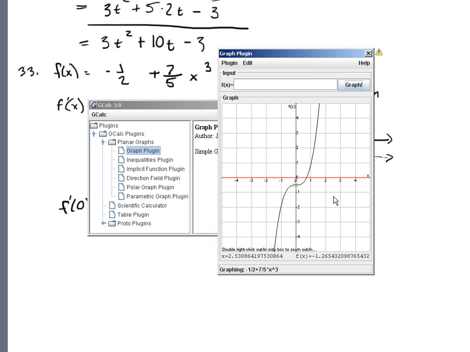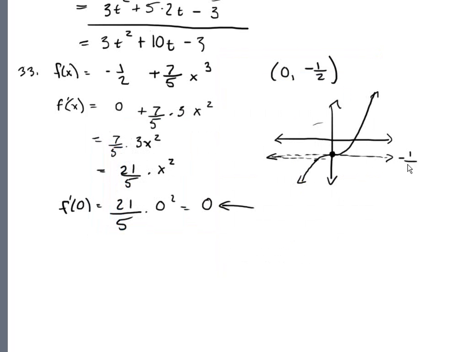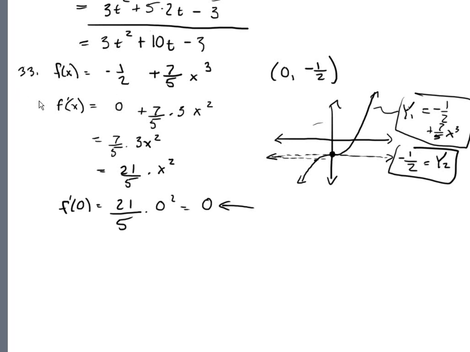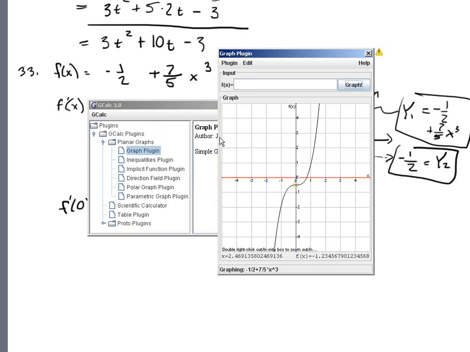And it would be equal to negative 1/2 equals y2 on your graphing calculator, and this function, y1, would be equal to negative 1/2 plus 7 over 5 x cubed, right? And so you would plot these two, and you would get the answer to number 33. All right. Let's see. I wonder if we can do this, and it would, let's see, negative 1/2 graph. Yep. There it is, right?